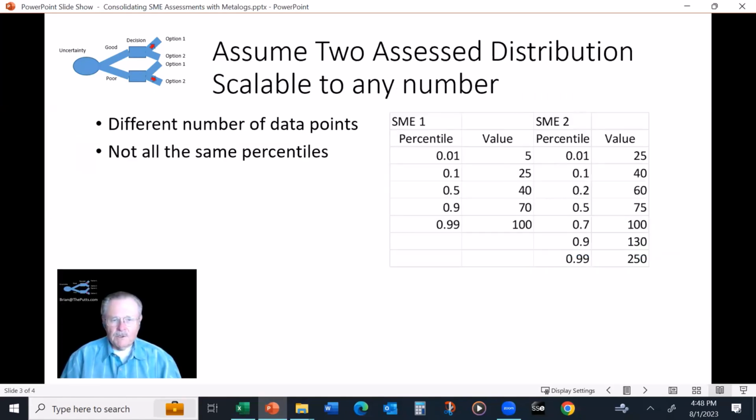So here are the two assessed distributions. You'll notice that one has 5 data points, and the other has 7? And the percentiles don't always match up. So how are you going to consolidate those into one subject matter expert assessment?